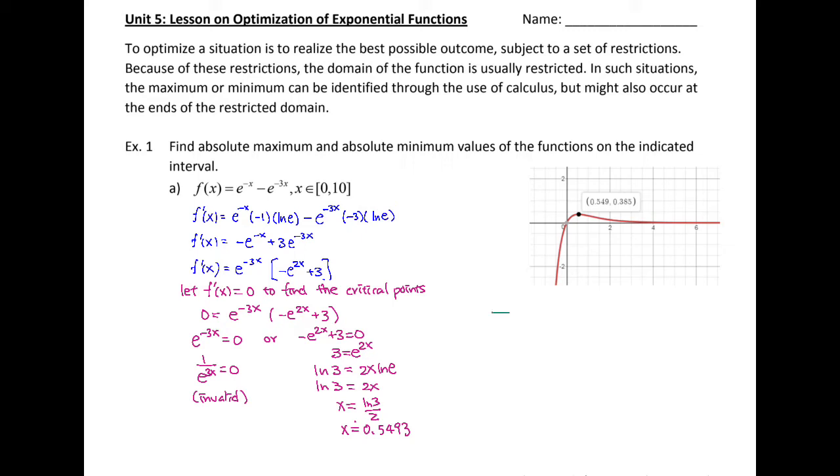Now let's classify our critical point by drawing a number line for f prime. Put the critical point on, which is ln 3 over 2, and the boundaries are 0 and 10, and let's check the positive and negative intervals. On the left-hand side, it's positive. On the right-hand side, it's negative. That means going up, coming down, that's a local maximum.